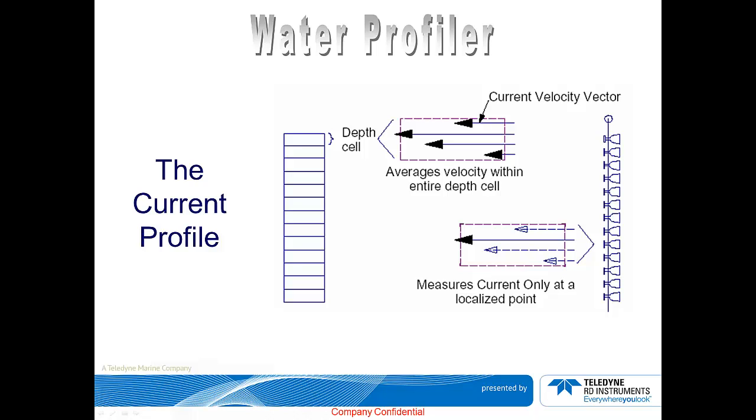Perhaps the easiest way to understand how the DVL water profiles is through this picture. As mentioned, the DVL produces multiple segments called depth cells, which are represented by the rectangular rows in this slide. Just imagine that each depth cell is equivalent to a single old-style mechanical current meter, only that the velocity measurement in each depth cell is more accurate compared to the current measurement by a single mechanical current meter. This is because in a given depth cell, the current velocities are averaged within the entire depth cell, whereas a mechanical current meter measures current only at a localized point.